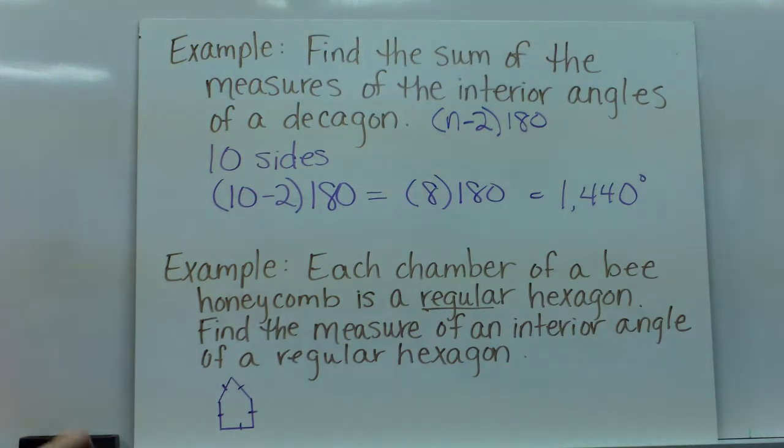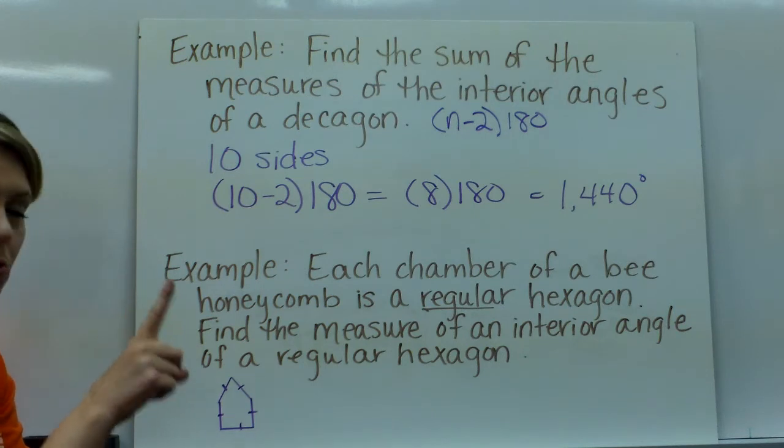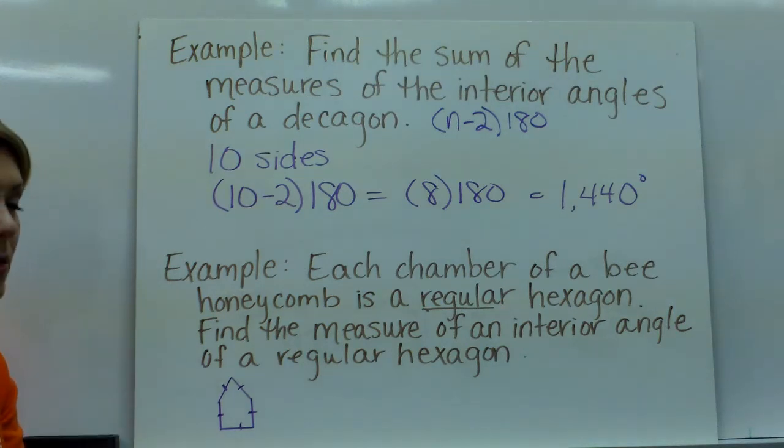In this last example, we're going to do a little more practice with a regular figure. Each chamber of a bee honeycomb is a regular hexagon. Find the measure of an interior angle of a regular hexagon. This one's a little different. They don't want the total degrees inside. They want to know what one of those angles will measure.